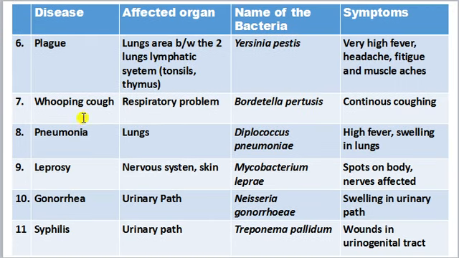Whooping cough, also known as pertussis, is a very contagious respiratory illness caused by a type of bacteria known as Bordetella pertussis. These bacteria attach to cilia. What is cilia? Cilia is a hair-like extension found on the upper part of the respiratory system. So it basically affects cilia, and there is a cough which sounds like a whoop. That's why it is called whooping cough.